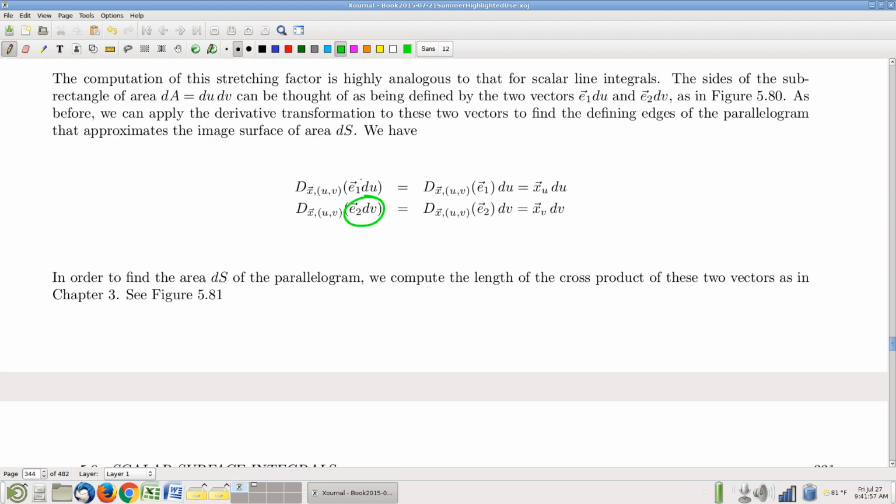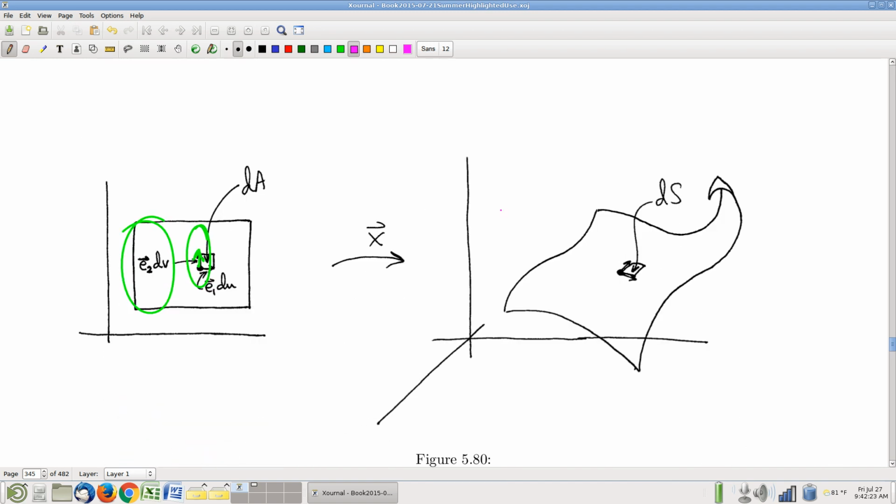E2 dv is the input. Apply the derivative transformation, go through very similar arguments. The scalar dv factors out. The derivative transformation applied to a standard basis vector is a partial derivative. Same argument, right? And we get that our output vector is xv dv. So we now have formulas for these two output vectors.